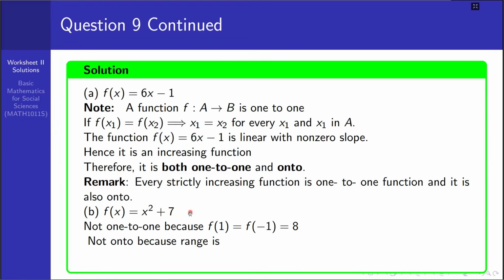Because the range is 7 to positive infinity, which is different from that of the codomain of the given function, that is simply R, so that the function is not one-to-one and onto. It is neither of the two. It is neither.